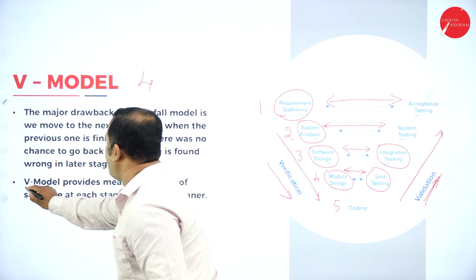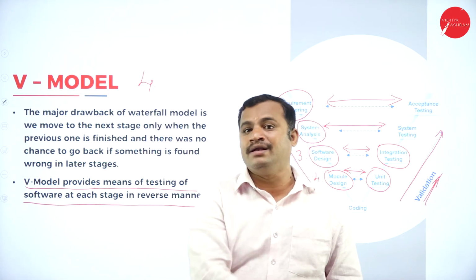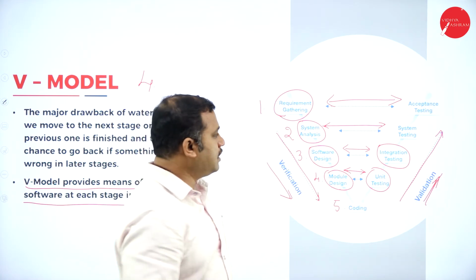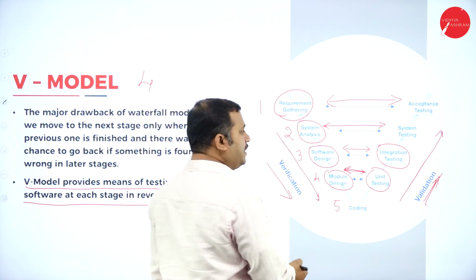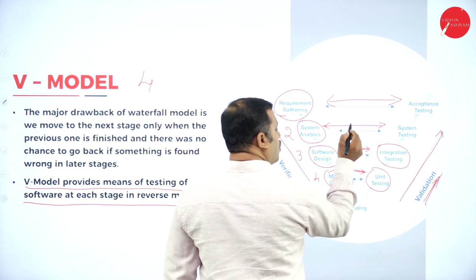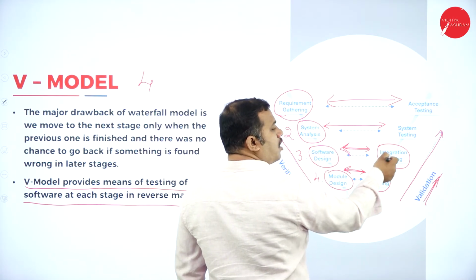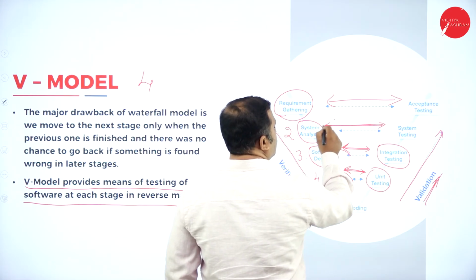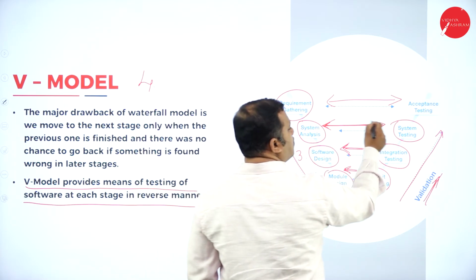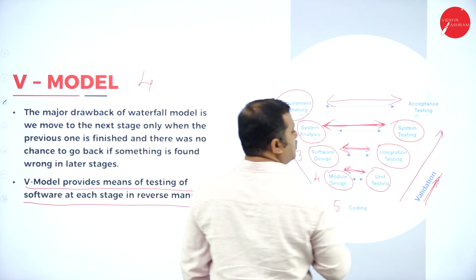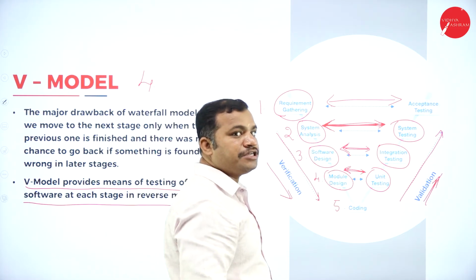So, the V model provides a means of testing of software at each stage in reverse manner. That is, when doing the implementation, module design can also be done. When doing the integration testing, software design can also be done, and again that testing can be done. So, this process is possible in case of this V model. That is, when doing the system testing, again system analysis can be done, and it can go in this reverse direction as well as in this direction. So that is why it is called a bidirectional model.